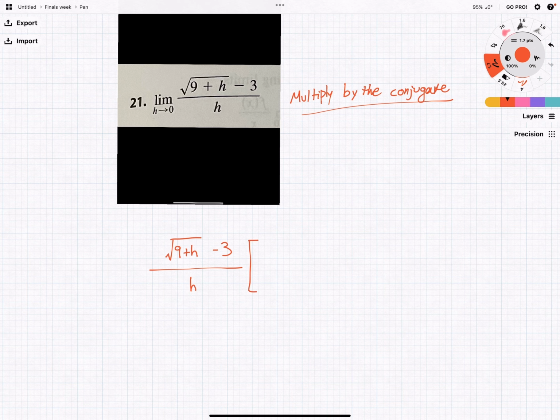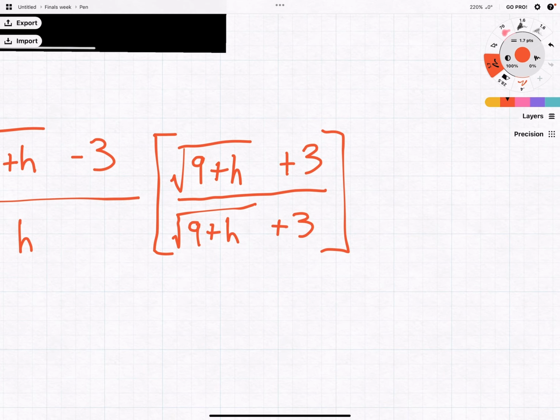Now, what we're going to have to do is multiply by square root of 9 plus h plus 3 for the numerator and the denominator. So that means that we are technically multiplying by 1, right? Because if I have square root of 9 plus h plus 3 all over that same thing, that's technically just multiplying by 1. And so that's perfectly okay to do.